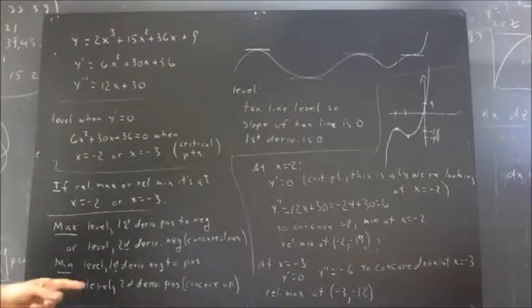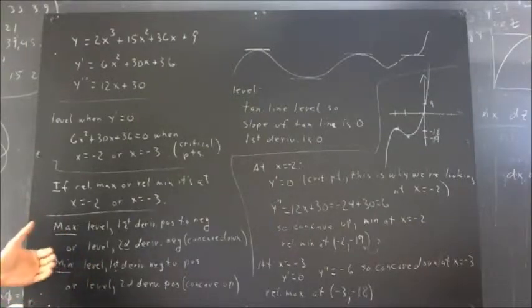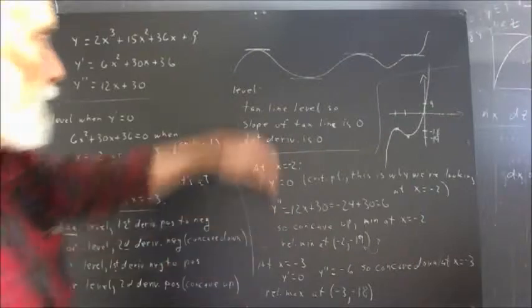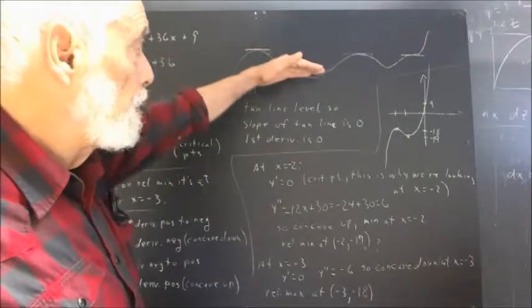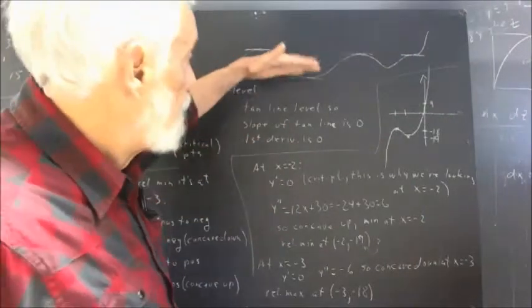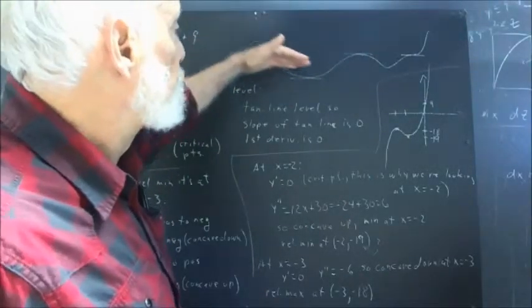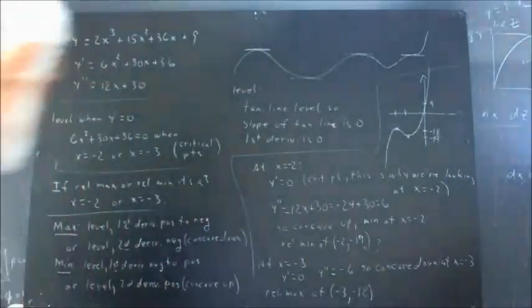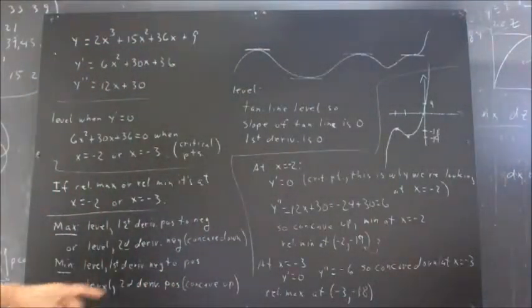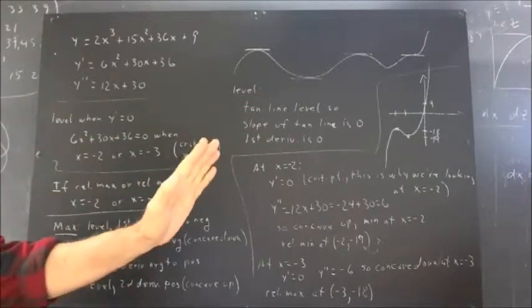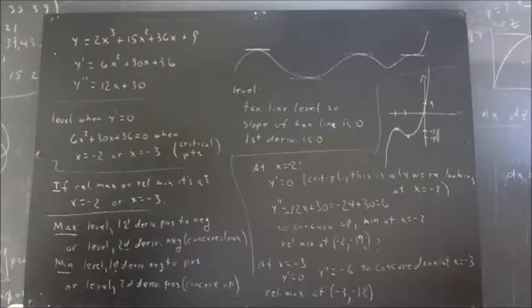A minimum occurs if the graph is level, or critical point, or horizontal tangent line, and the first derivative goes from negative to positive, as it does here. First derivative is negative, hits the 0 point or the level point, the 0 of the first derivative, and then comes back up. So the first derivative in that case goes from negative on one side to positive on the other. First derivative, as we know, indicating the slope of the graph.